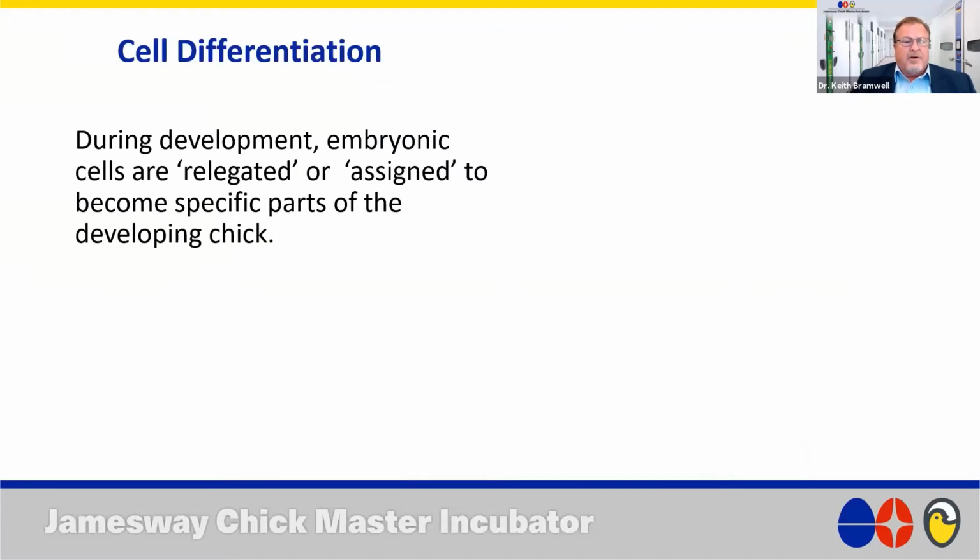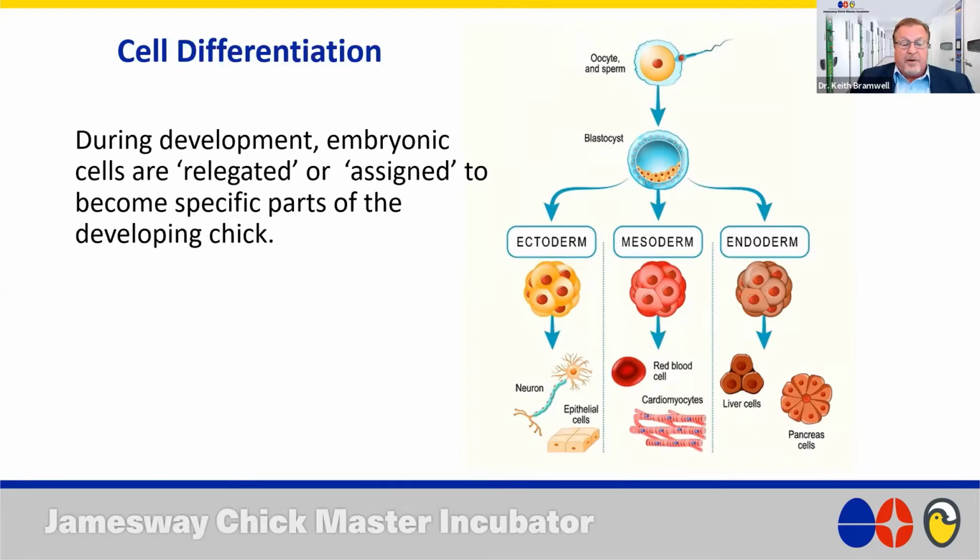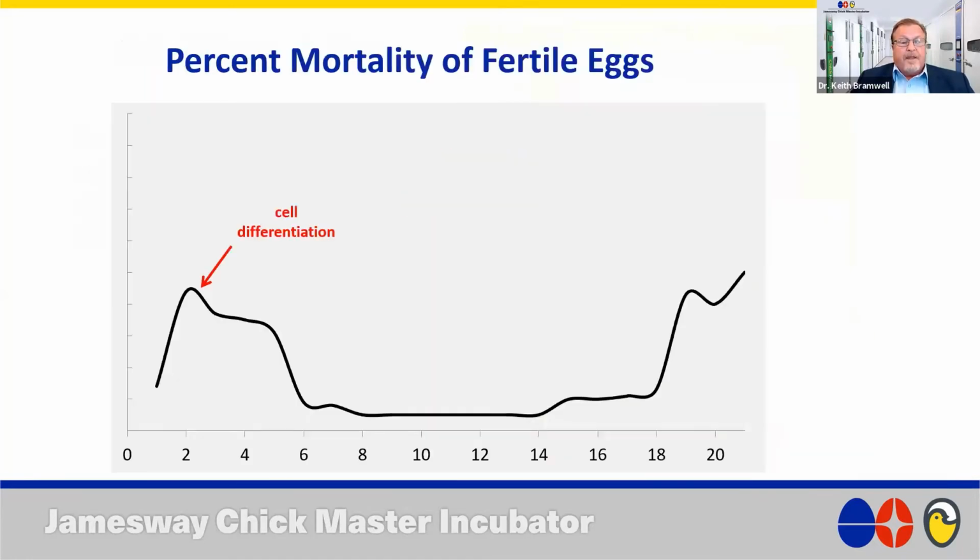So one of the things that's occurring during this growth is cell differentiation. Embryonic cells are relegated or assigned to become specific parts of that developing chick. For instance, we have three layers: ectoderm, mesoderm, endoderm, and each of these will produce different parts of that bird. And that differentiation, relegation, is a very critical part that occurs in that embryo.